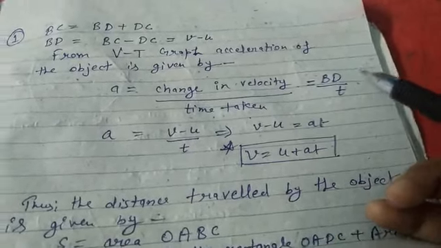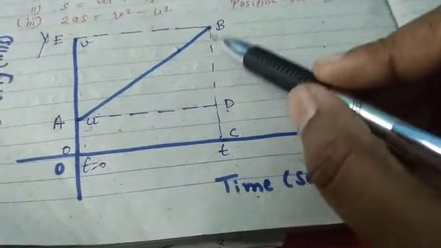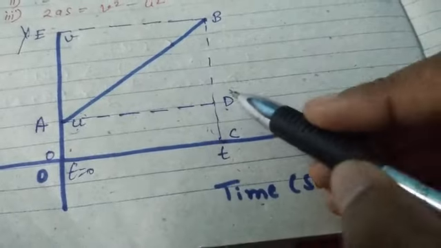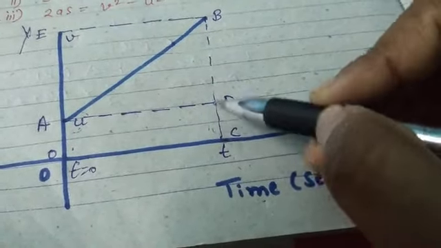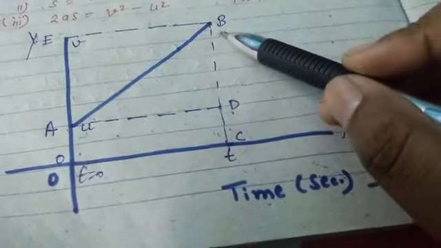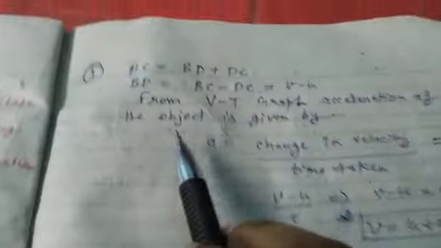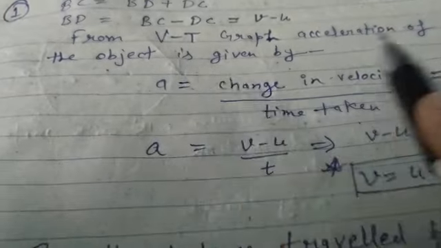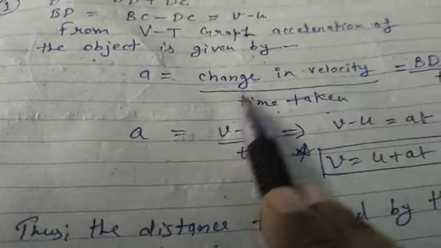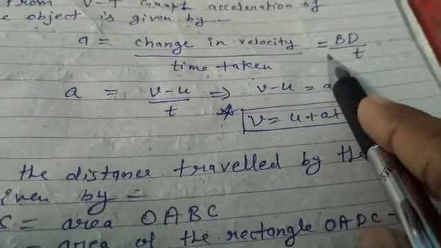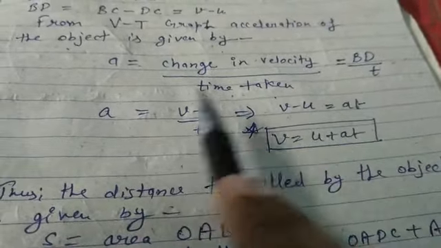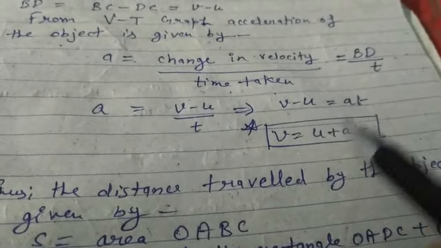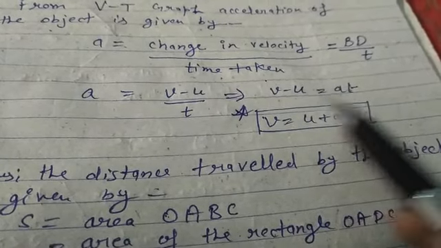Now let's see what the change is. Here you can see the final velocity is BC, that is v, and the initial velocity is DC, that is u. So the change in velocity is BC minus DC, that is v minus u. From the velocity time graph, the acceleration of the object is given by change in velocity upon time taken, equals BD upon t. So we can put here v minus u upon t. Now cross multiply: v minus u equals at, so v equals u plus at. This is our first equation.